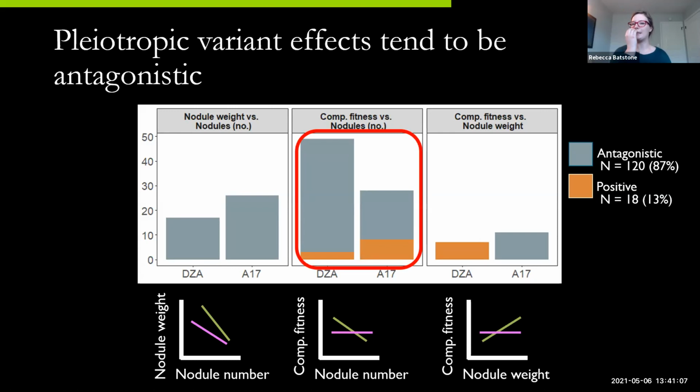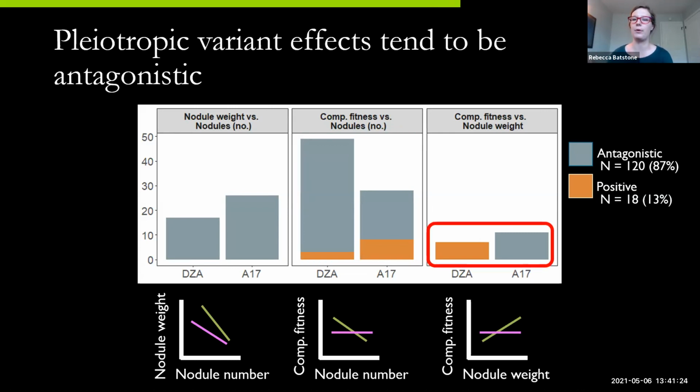Another thing I want to point out is that the stronger genetic correlations were not necessarily governed by more pleiotropic variants. As you can see for the regression between nodule number and competitive fitness, which showed the highest number of pleiotropic variants, but not necessarily the steepest slopes. And then another thing I wanted to point out is that some trait combinations weren't governed by many pleiotropic variants. So this suggested that these traits are governed by potentially different underlying genetic mechanisms that are likely to evolve independently. So this is particularly the case for competitive fitness and nodule weight.